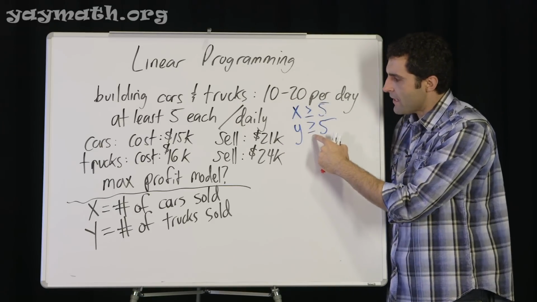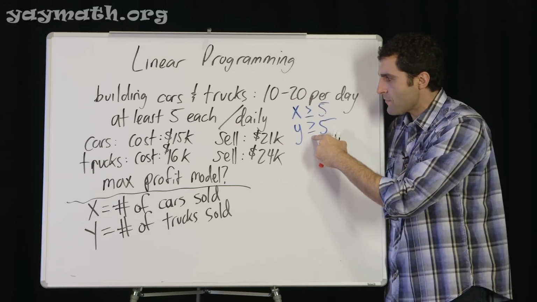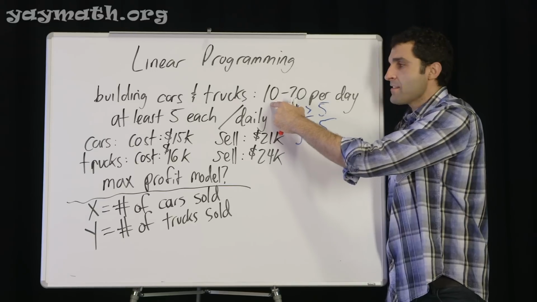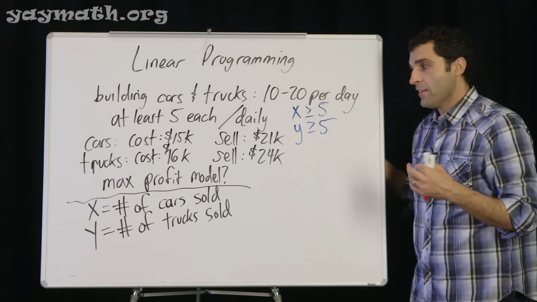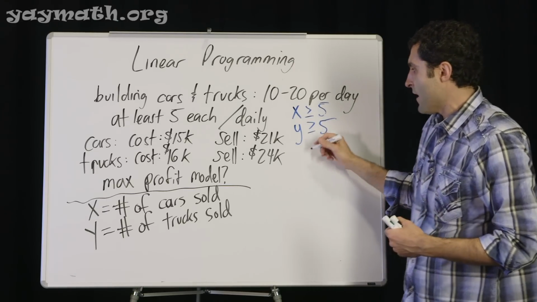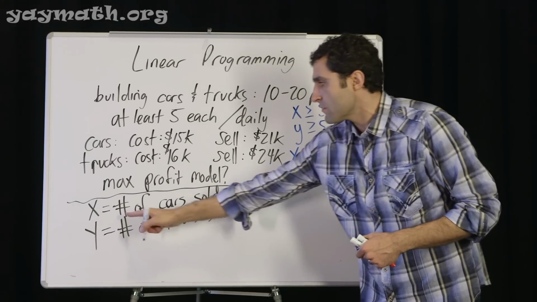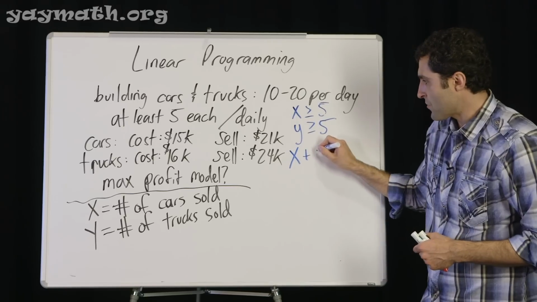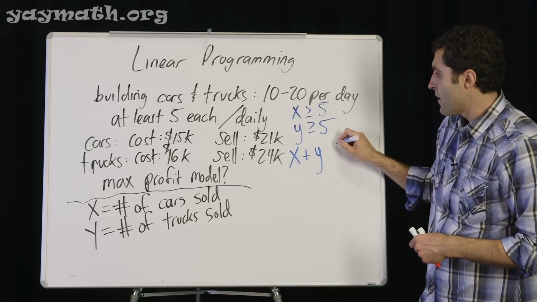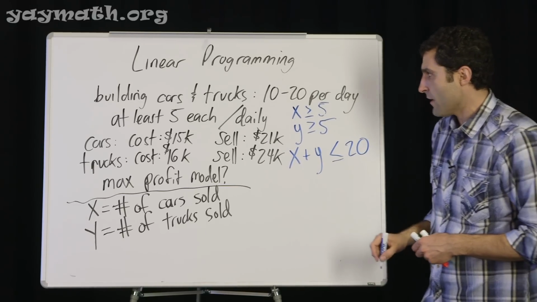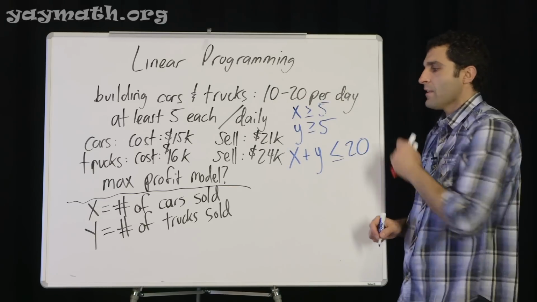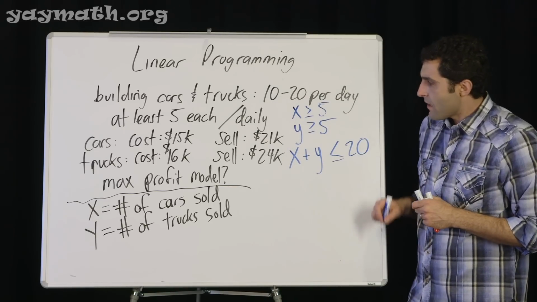Because in a way, if X is greater than or equal to 5 and Y is greater than or equal to 5, you're automatically going to get this 10. It's this 20 that is our next constraint, our next bounding. So what you can say is that the number of cars sold plus the number of trucks sold per day must be less than or equal to 20. All right? So together they make 20 or less.